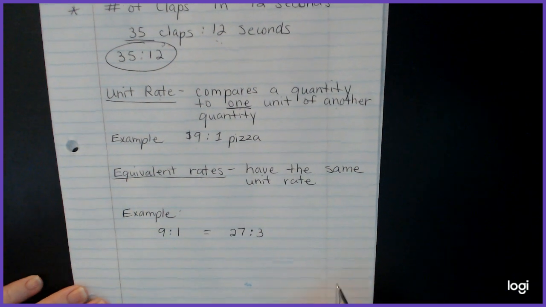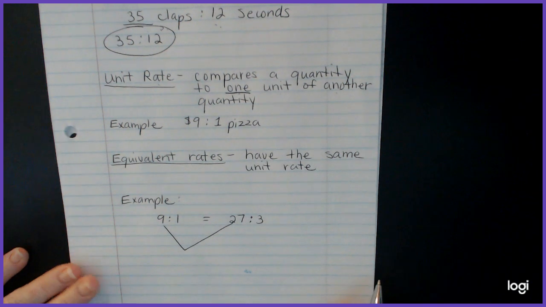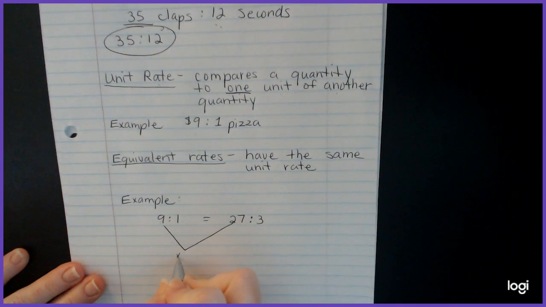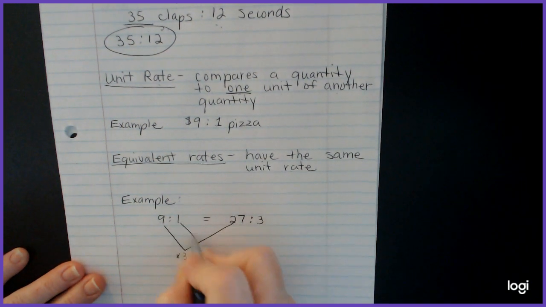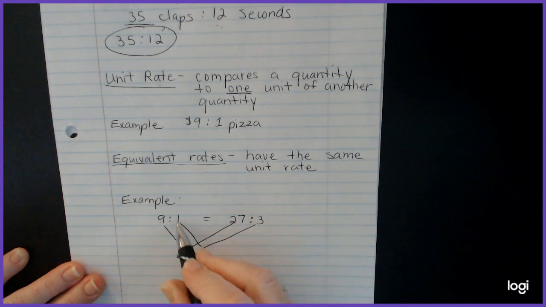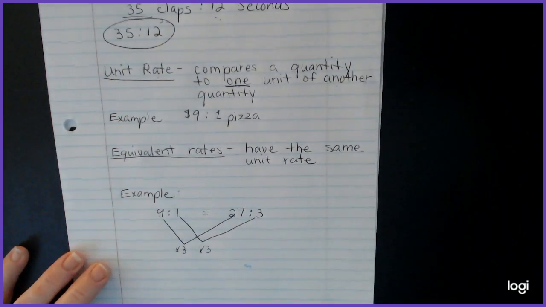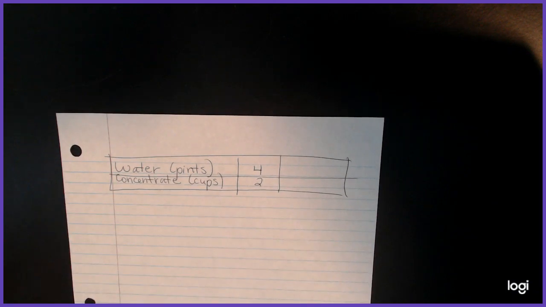And we remember that some of us did something that we kind of called Wonder Woman. It looked like a W here. So we took 9 times 3 to get 27, and 1 times 3 equals 3. These are equivalent rates. Equivalent rates.